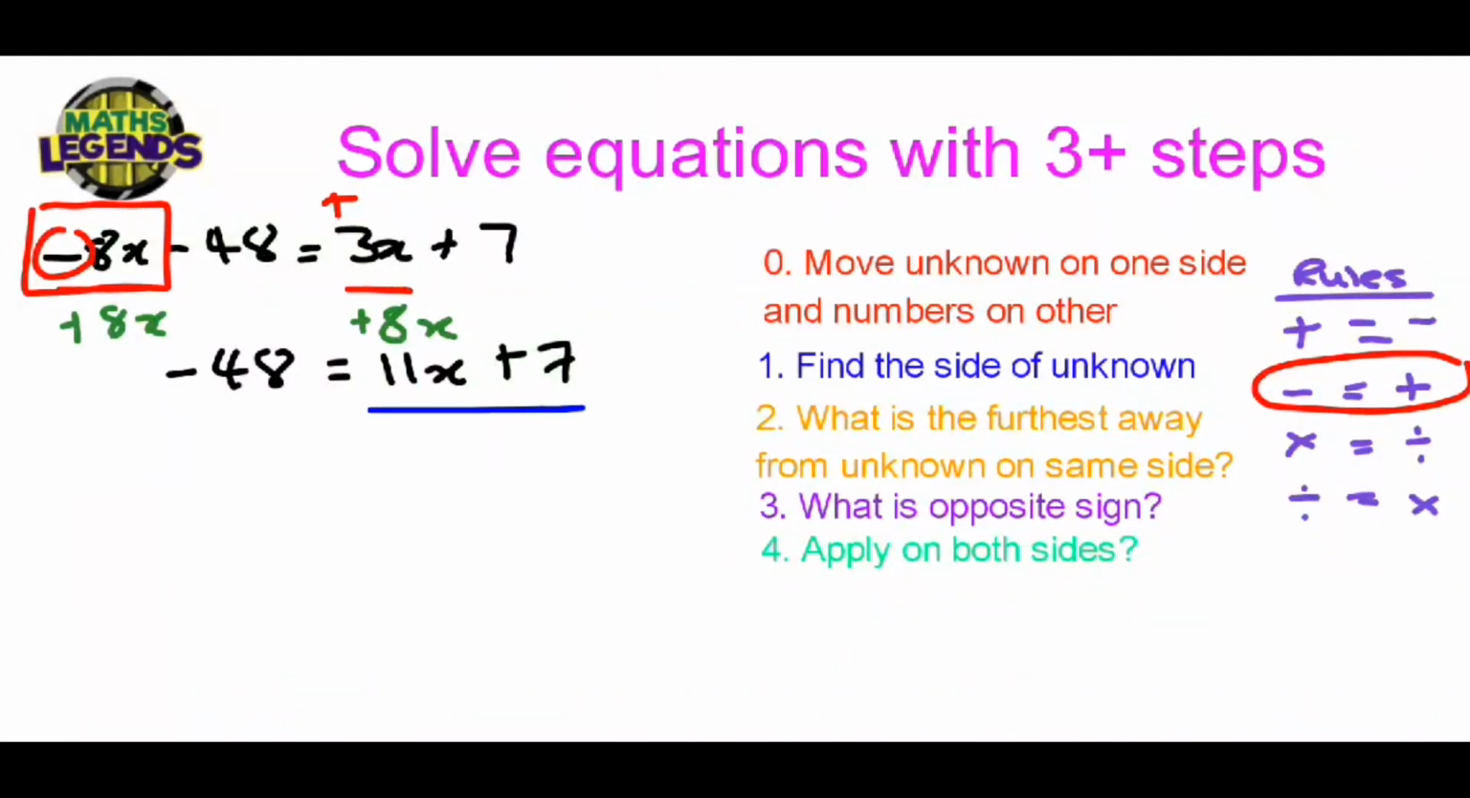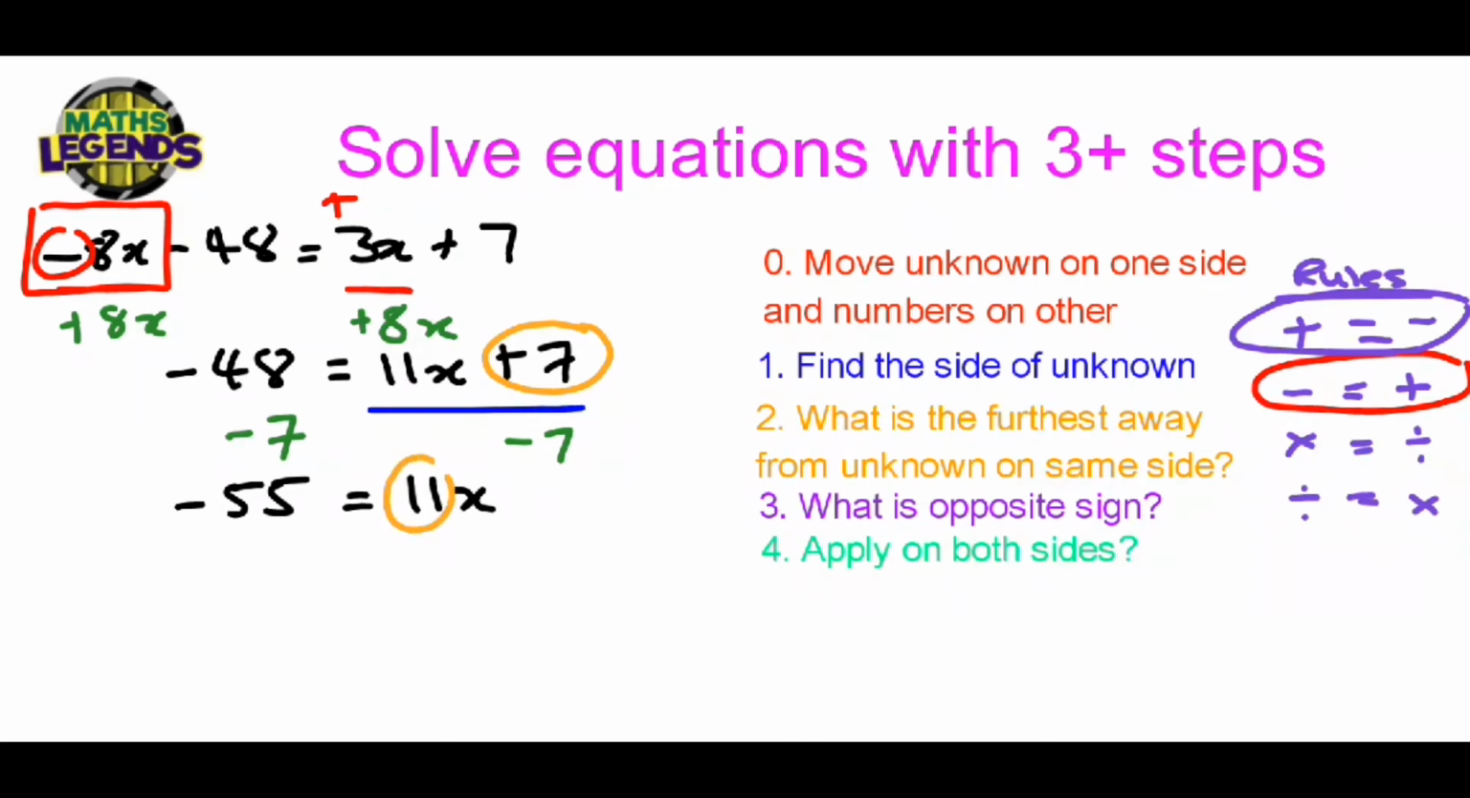Now the unknown is on the right hand side. And on the same side as that, furthest away from the x is this plus 7. Now the opposite according to the rules is minus. So we apply minus 7 on both sides. We simplify. So minus 48 minus 7 is minus 55 equal to 11x.